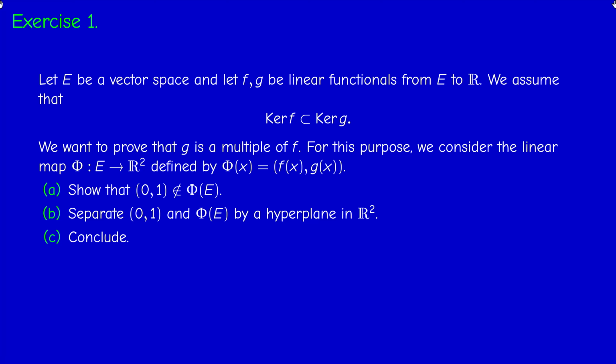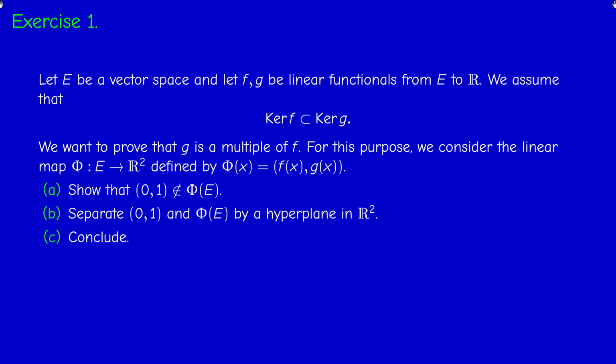We have a vector space E without any norm, just a vector space, and you have two linear forms or functionals from E to R, such that the kernel of f is contained in the kernel of g, or otherwise stated, if you like, whenever f vanishes, g vanishes. So if f of x is 0, then g of x is 0. We have to prove that g is a multiple of f. So g equals lambda f for some constant lambda.